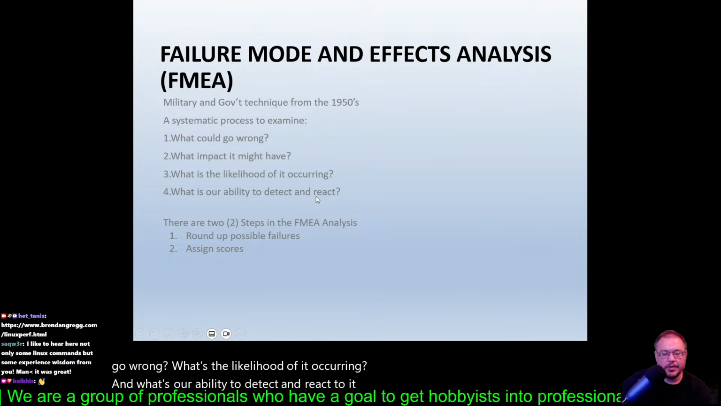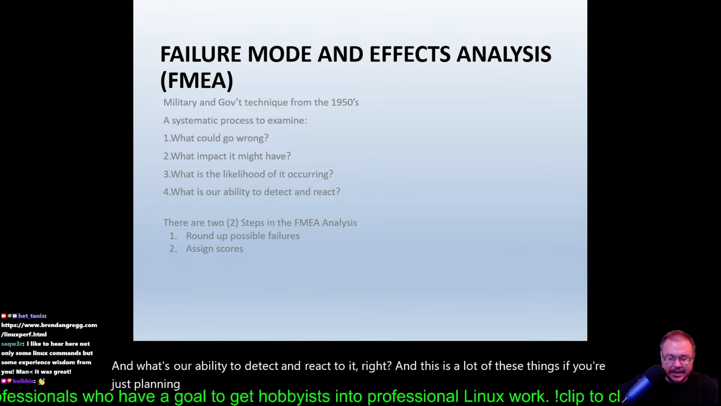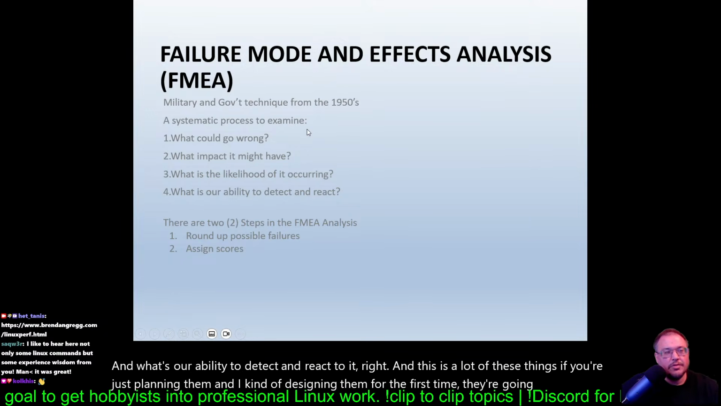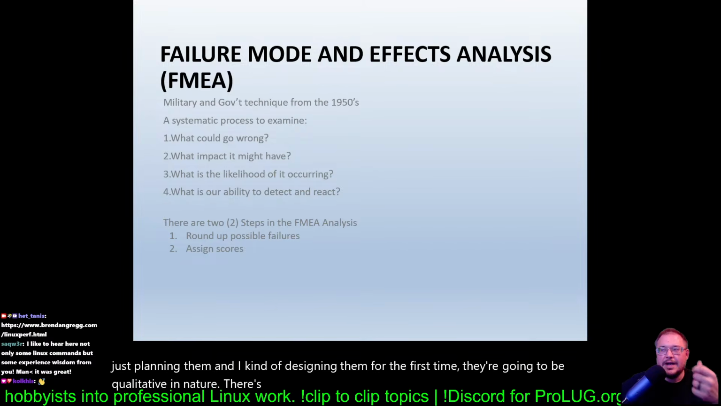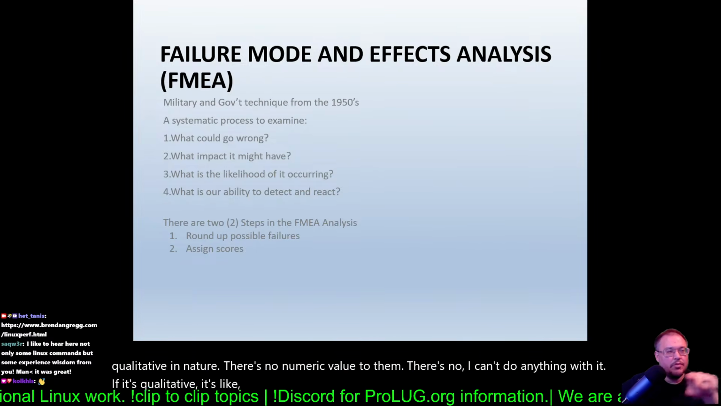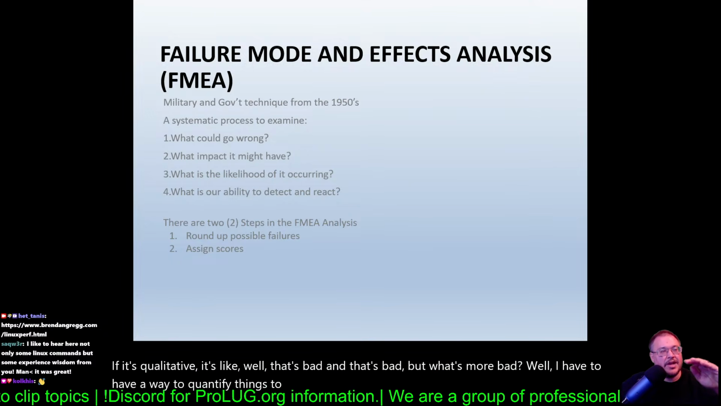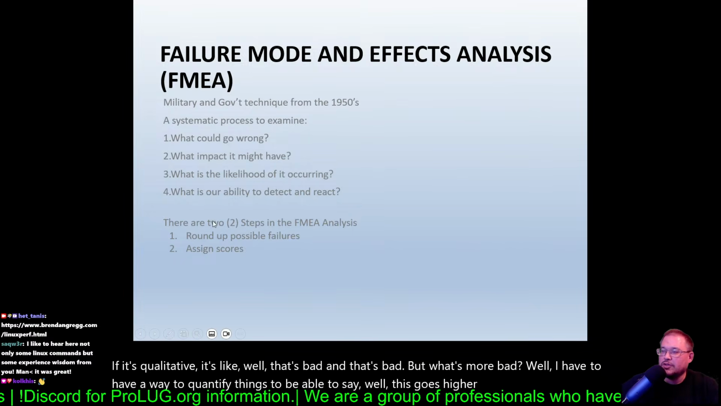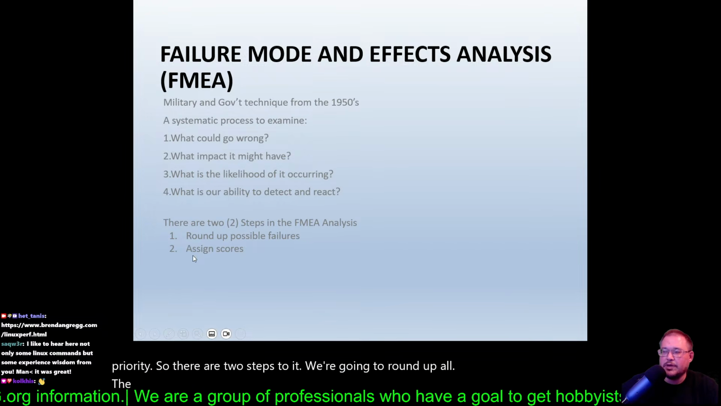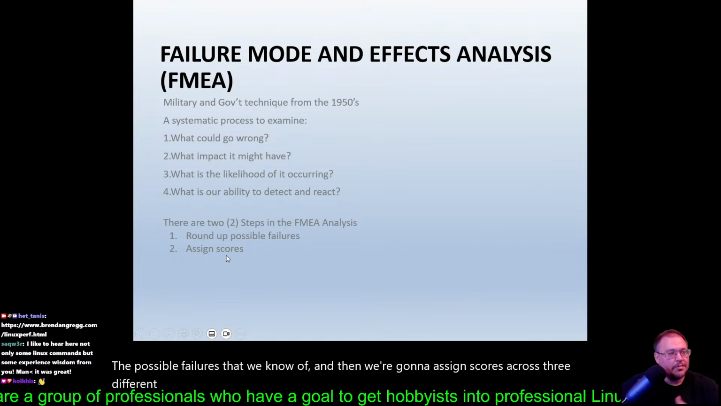And a lot of these things, if you're just planning them and kind of designing them for the first time, they're going to be qualitative in nature. There's no numeric value to them. I can't do anything with it if it's qualitative. It's like, well, that's bad and that's bad, but what's more bad? Well, I have to have a way to quantify things to be able to say, well, this goes higher or this goes lower priority. So there are 2 steps to it. We're going to round up all the possible failures that we know of, and then we're going to assign scores across 3 different areas to get what's called a risk priority number.